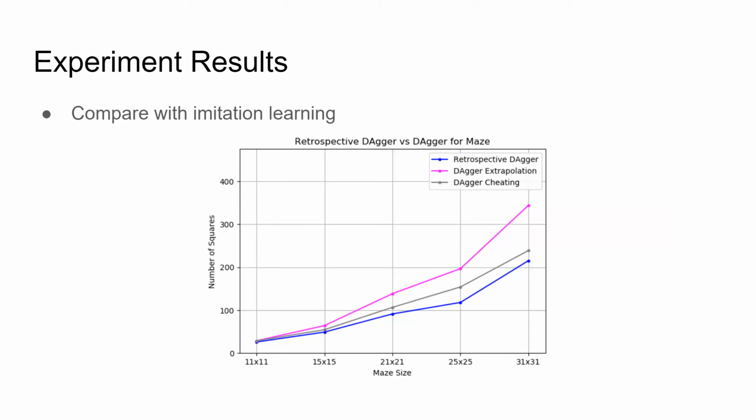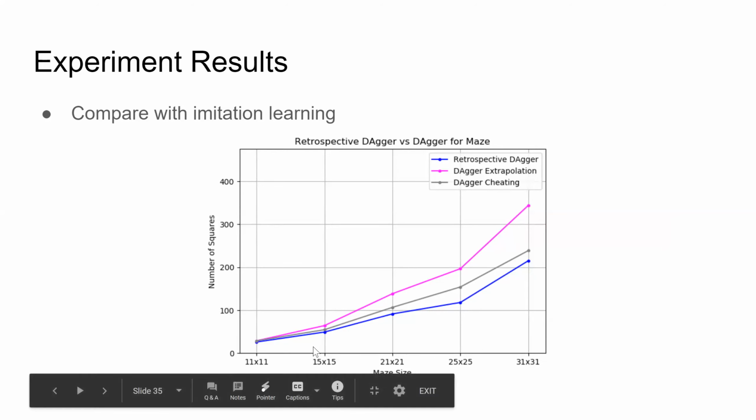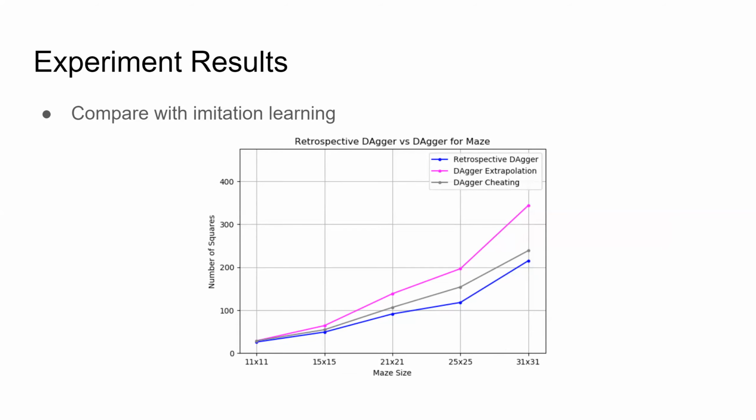Right? So retrospective imitation is a meta framework that can be combined with any existing imitation learning algorithm. Here, we combine that with the DAgger data set aggregation algorithm. On the x-axis is the maze size. We go from 11 by 11 to 31 by 31. And the y-axis is the number of squares. So think of that as the size of the search tree. That's why we want smaller, the better.